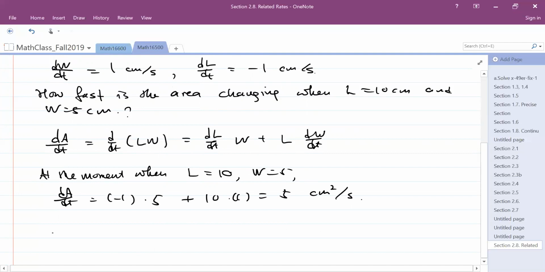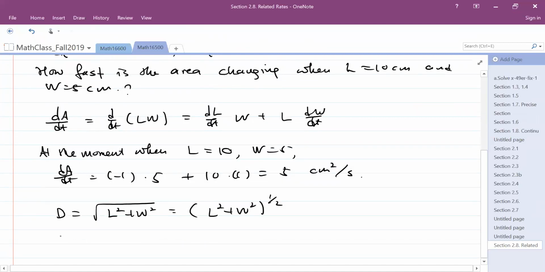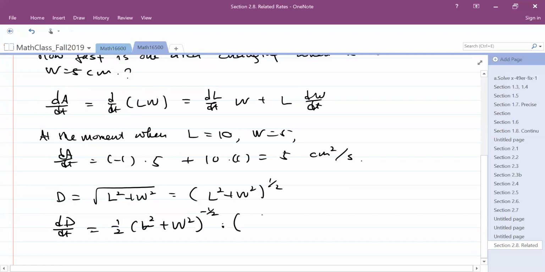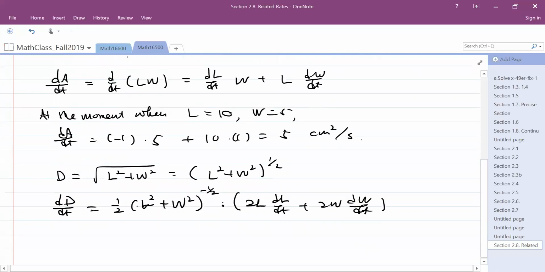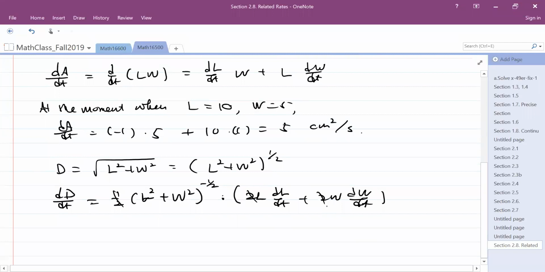how fast is the length of the diagonal changing? Okay, the length of the diagonal D is going to be the square root of L squared plus W squared, right? It's going to be (L squared plus W squared) to the 1/2. So we already learned the chain rule, right? So dD/dt is going to be, first of all, by the chain rule, 1/2 times (L squared plus W squared) to the 1/2 minus 1, which is -1/2, and times the derivative of L squared plus W squared, 2L dL/dt plus 2W dW/dt. Okay, so you can simplify a little bit, get rid of the 2. That's it.